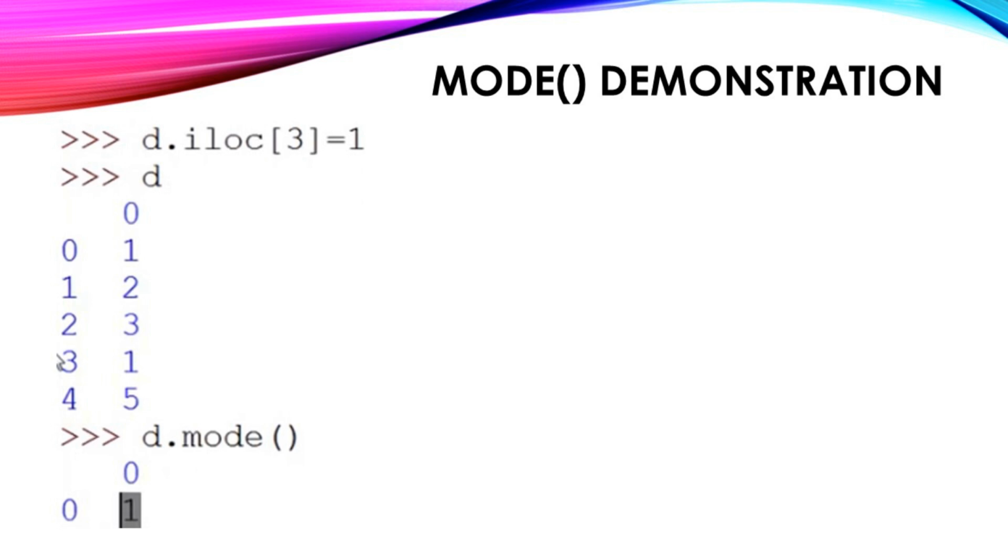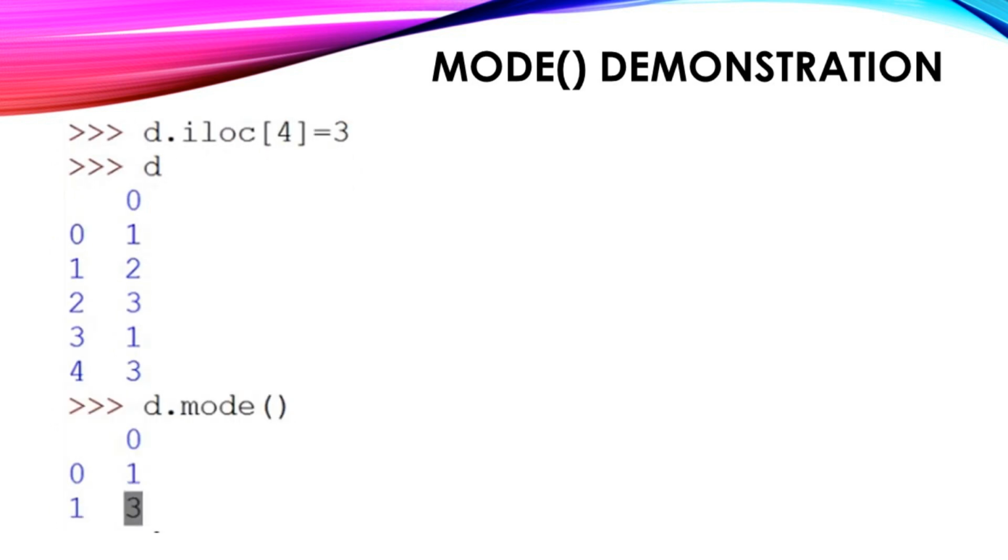than another element. Similarly, here I'm going to change one more value of an element, d.iloc in bracket 4 equals 3. That is, whatever value is there on index 4 will be changed to 3. So my changed data frame values will be 1, 2, 3, 1, 3. Now if I want to find the mode, there are two values with the maximum frequency, 1 and 3. So d.mode will give me output as 1, 3. It will give me two outputs which have the maximum frequency.